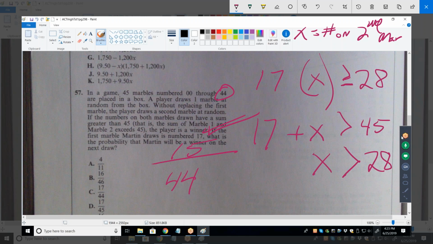Is that an option? No. What am I doing here? Let me think about this for a second. You know X has to be 28 or greater than 28. So his possible numbers are 29 through 44, correct? That's right. That is 16 numbers. So it is 16 over 44, which is the same as 4 over 11.